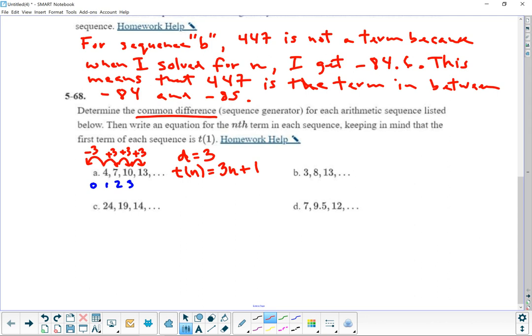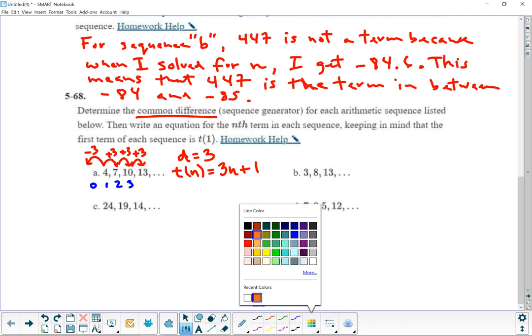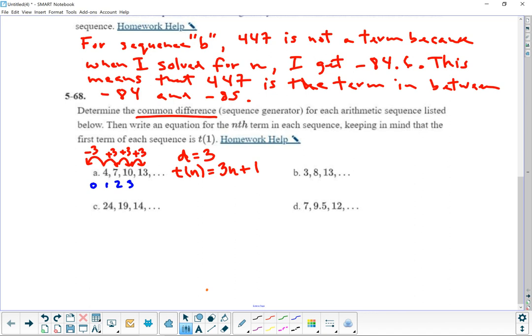Now this is the explicit. If you want to write it in a recursive, you can write it. I'll put it in orange, and I'll only do this one. So you can write it as, first you can start with, okay, well, T1 is 4. Okay, this guy right here.